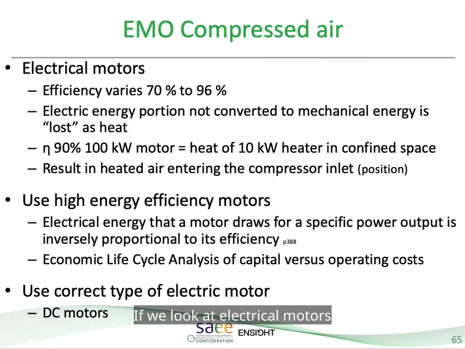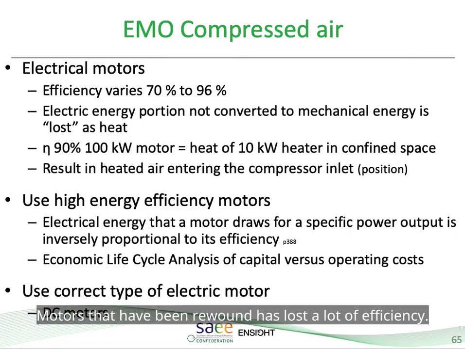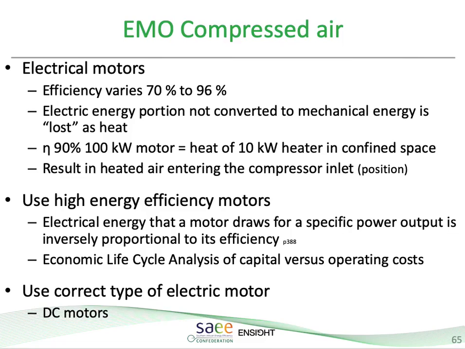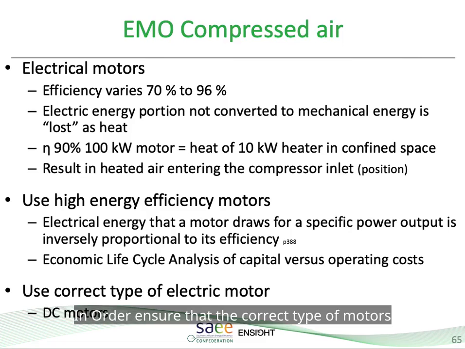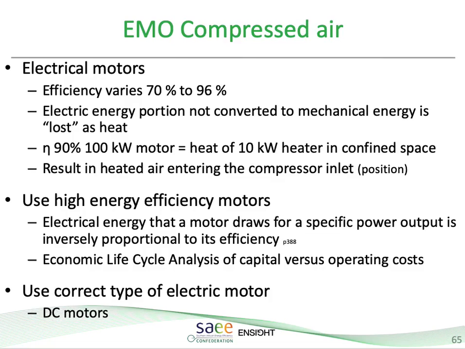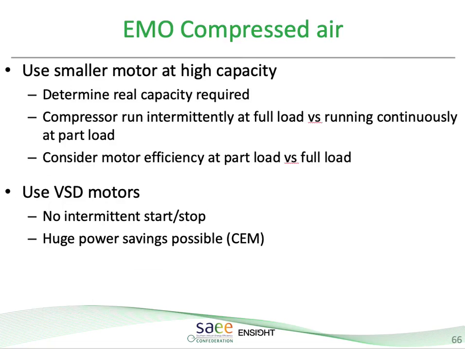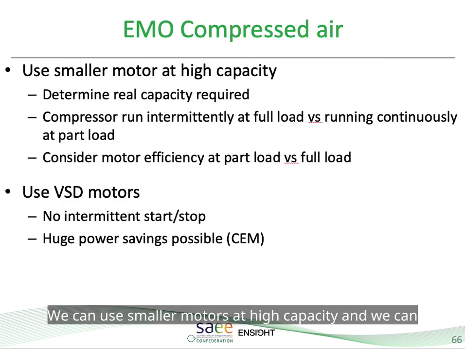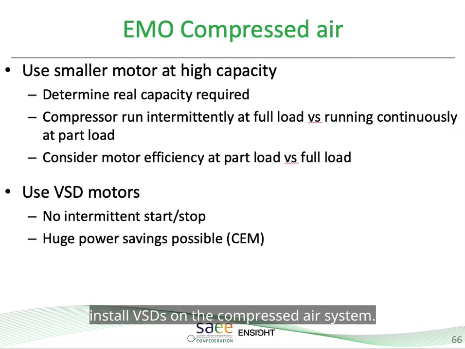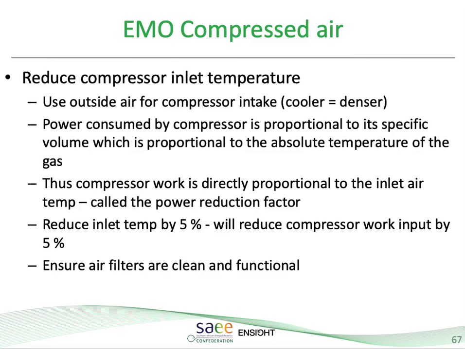If we look at electrical motors and how we can reduce energy on them, we can highly likely replace them with highly efficient motors. Motors that have been rewound have lost a lot of efficiency. You can also ensure that the correct type of motors and the correct pole motors are installed. We can use smaller motors at high capacity, and we can install VSDs on the compressed air system.